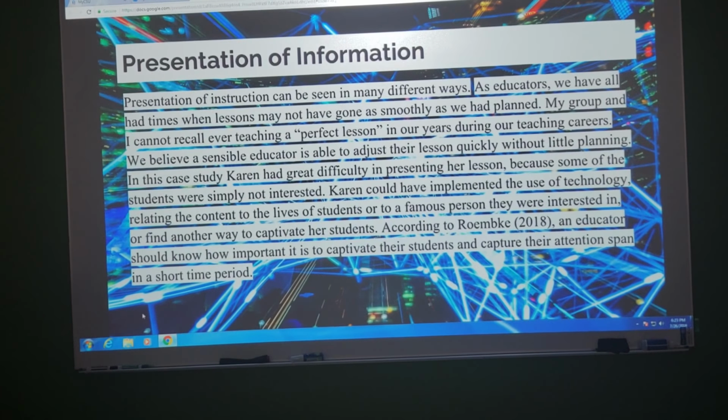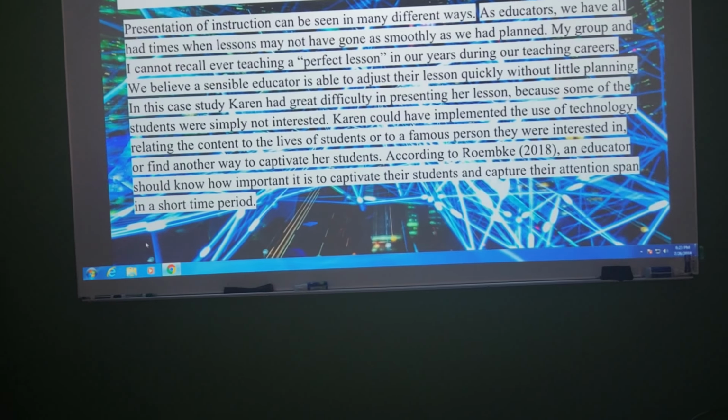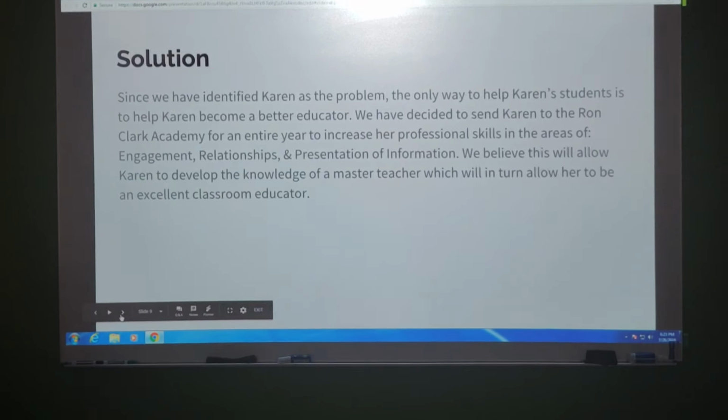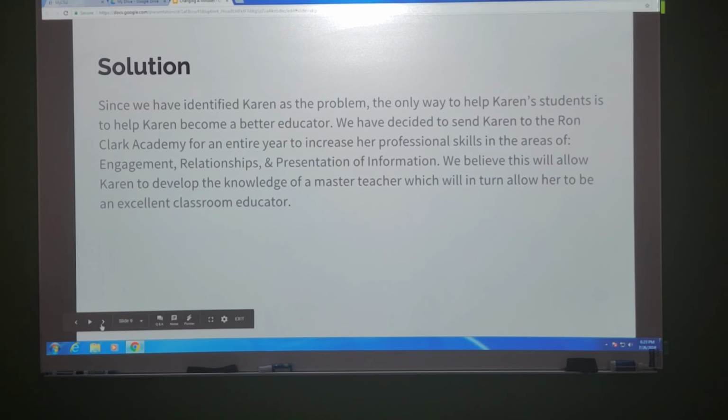Now my group member Erin is going to come and talk a little bit more about the solution and how it related to Karen and her problem.